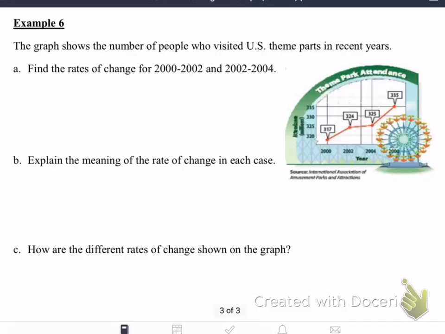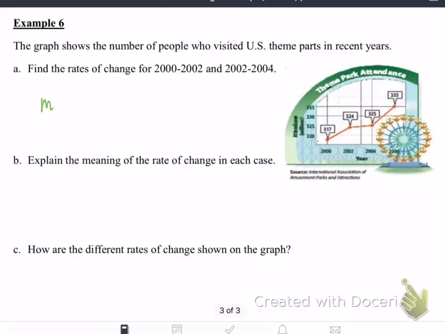Now, if you look at the right on the graph, it's clearly not a straight line, but there are parts of it that are straight. So you'll see here in part A, it says find the rates of change for 2000 to 2002. So that's actually referring to this part right here. And 2002 to 2004. So that is referring to that part there. So they're asking for those different rates of change. So let me help you with the 2000 to 2002.